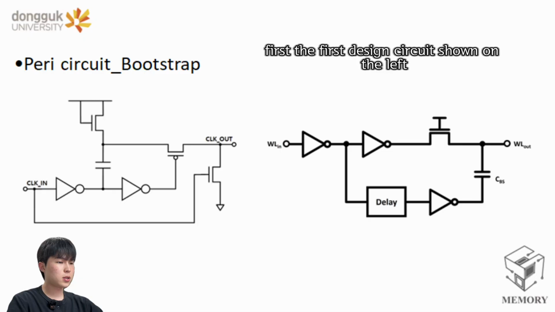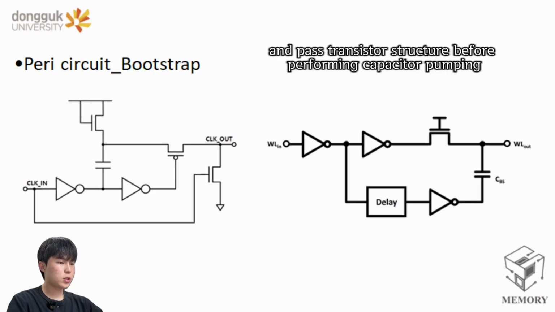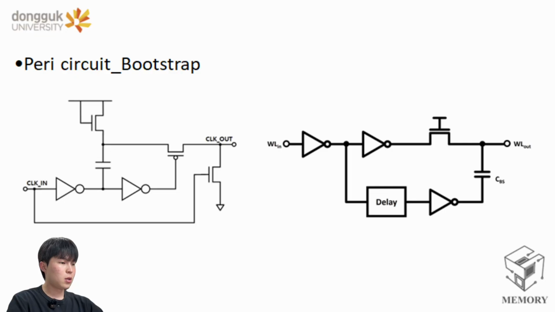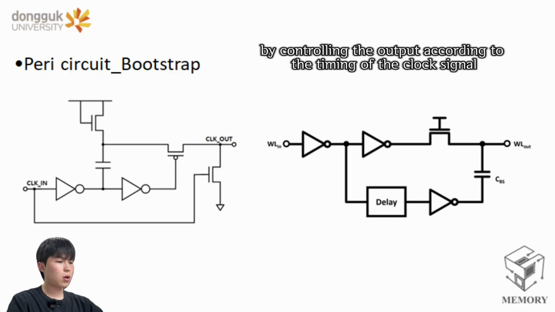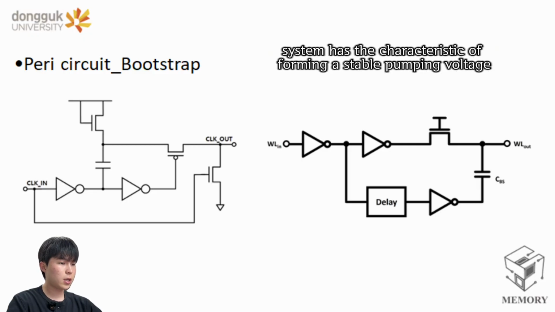First, the first design circuit shown on the left. The structure operates on the basis of clock inputs and pre-charges the nodes through the internal inverter chain and pass transistor structure before performing capacitor pumping by controlling the output according to the timing of the clock signal. The clock synchronization system has the characteristic of forming a stable pumping voltage.